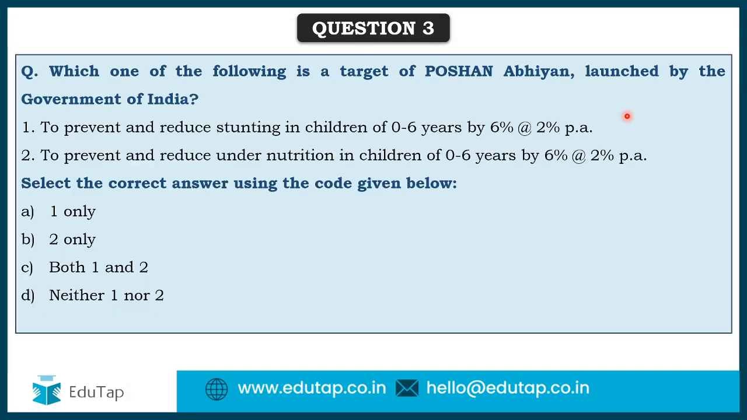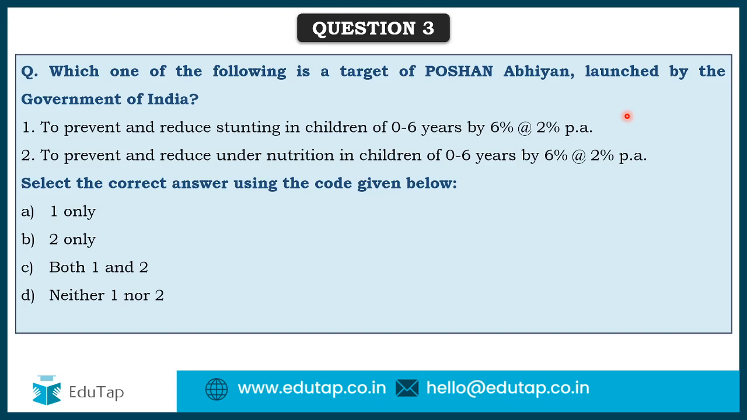Again, next question pertaining to Poshan Abhiyan only. Which one of the following is a target of Poshan Abhiyan launched by the Government of India? So it was launched in 2017, this you now know. And it aims to achieve the malnutrition free India by 2022, this you also know. Let's see if you know the targets also.